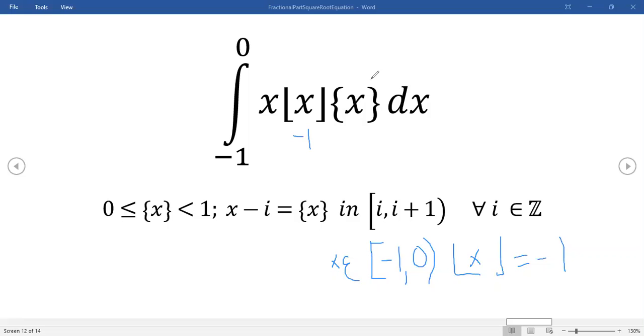But we need something more analytic, more algebraic to actually perform this integration. And so in this very same interval that we're talking about with the floor function, we would have that the fractional piece of x is actually equal to x plus 1. Now you can actually sketch this. It's really pretty easy to see, and I can do that just briefly here.